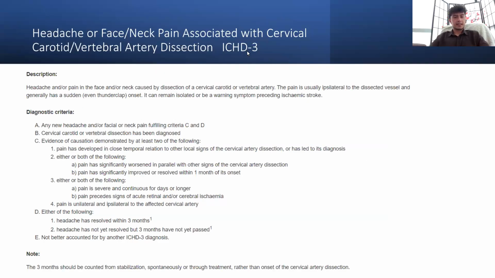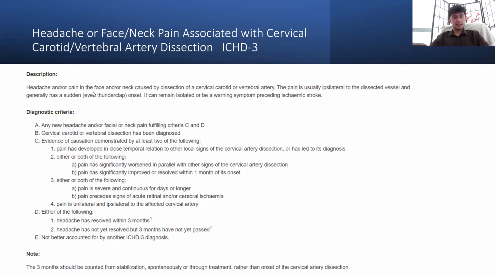And this is the description of cervical carotid vertebral artery dissection, because when I say cervical artery dissection, I mostly talk about carotid and vertebral artery dissections. Anatomically they are also cervical artery dissection, but carotid and vertebral arteries have also intracranial segments, but now I'm talking about just cervical segments. And the most common presentation of these, I will talk about later: headache or face or neck pain, mostly neck pain or headache.